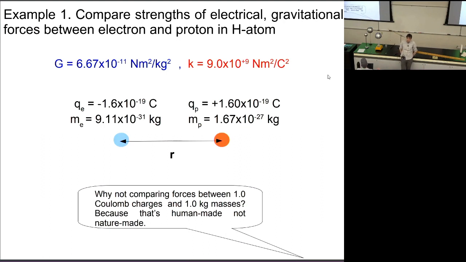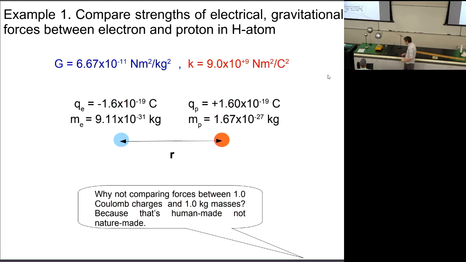Now you've just met electrical forces. The previous semester, or previous time you took 211, you met gravitational forces. Let's just compare the characteristics, strengths of gravitational and electrical forces.